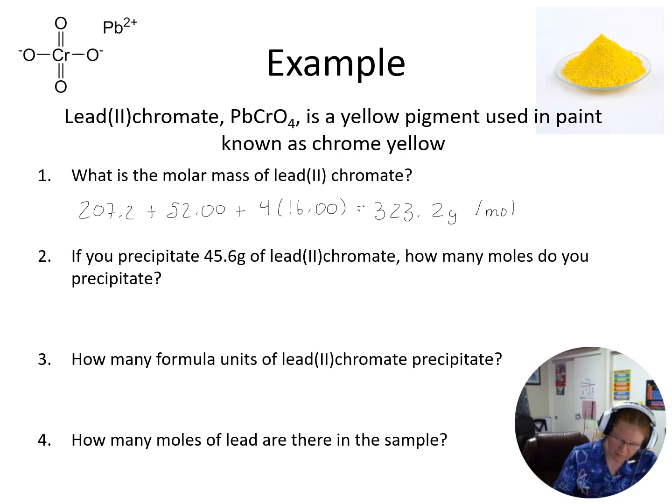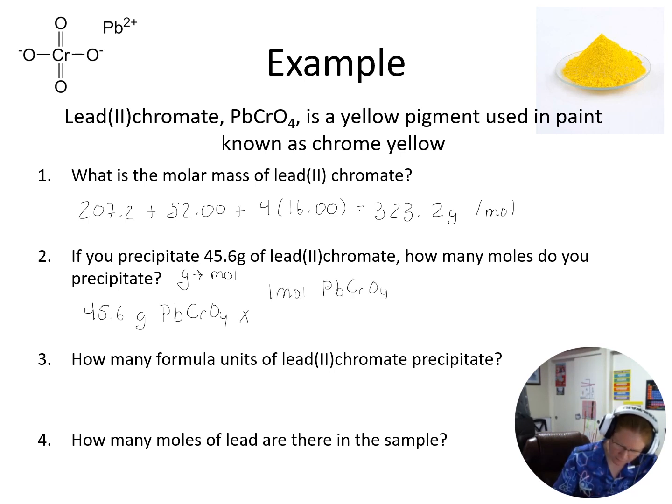All right, so we're going to go from grams to moles. So we just need the molar mass. So I have 45.6 grams of lead-2 chromate. I have 1 mole in every 323.2 grams. And we end up getting 0.141.